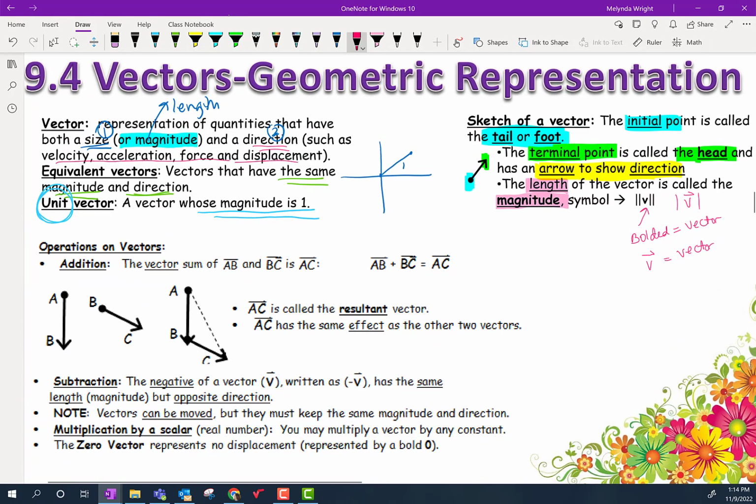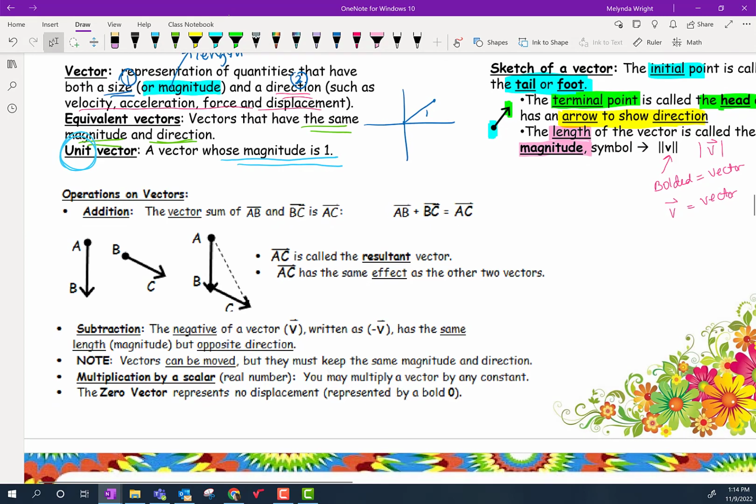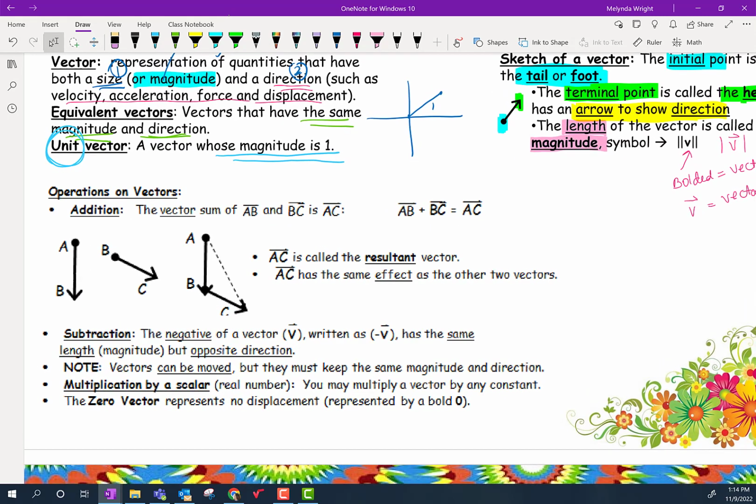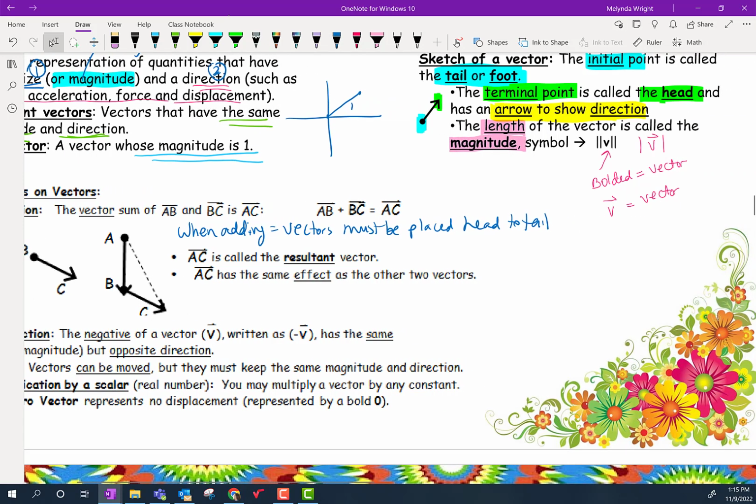So now let's look at the things that we can do, the operations that we can do with vectors. We can add vectors together. And let me put a little note here. When adding or subtracting, the vectors must be placed head to tail. Let me explain what that means.